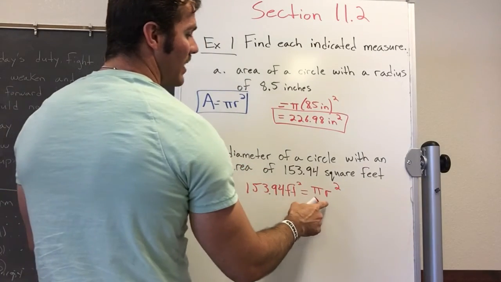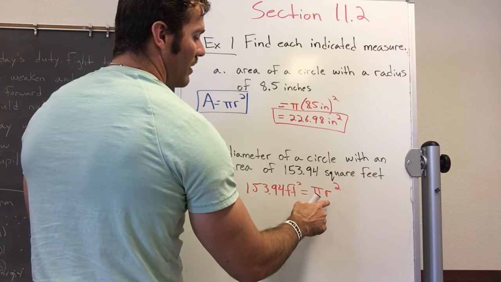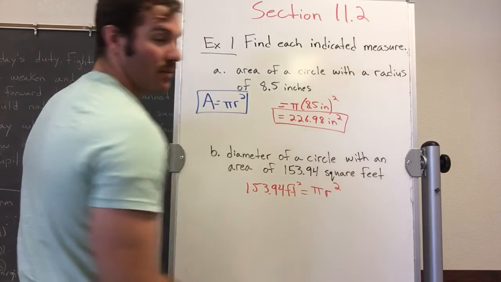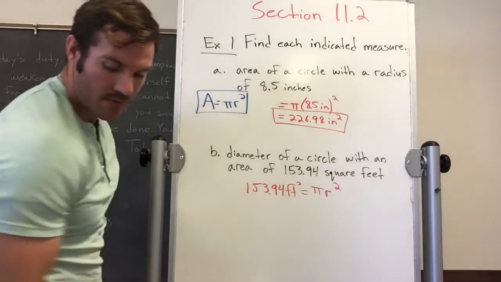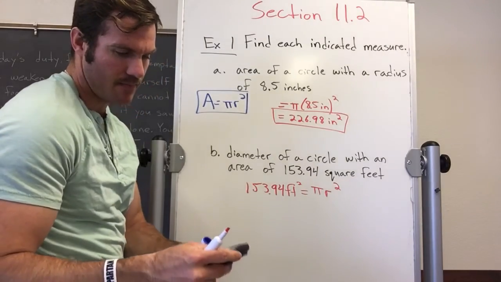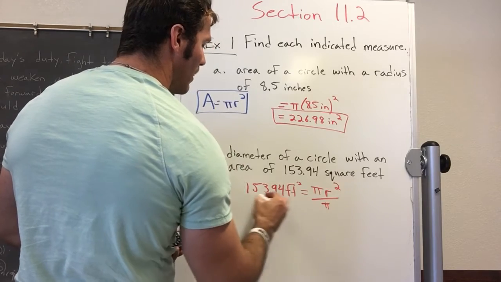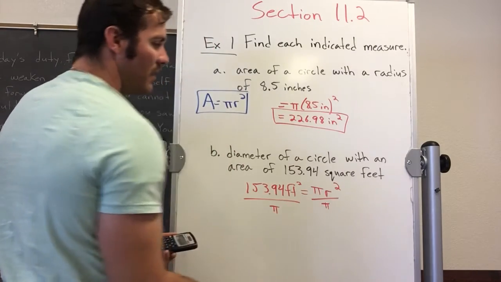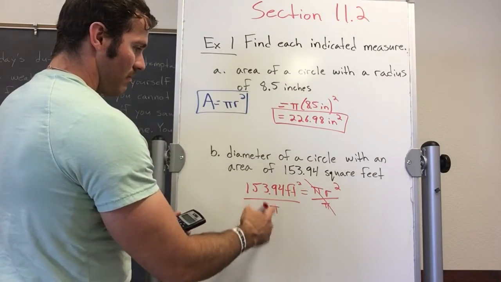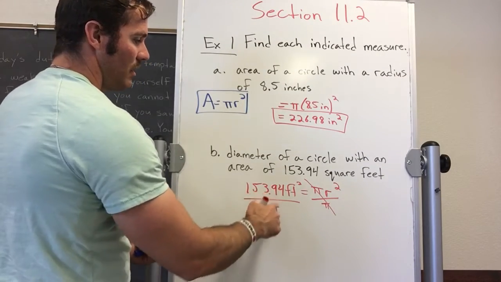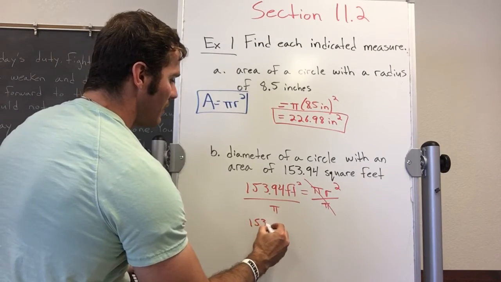So we need to find what the radius is and then multiply it by 2. So what I'm going to do is first divide by pi on both sides. This will eliminate the pi over here, and then I'm left with this number over here, and that will look like this.